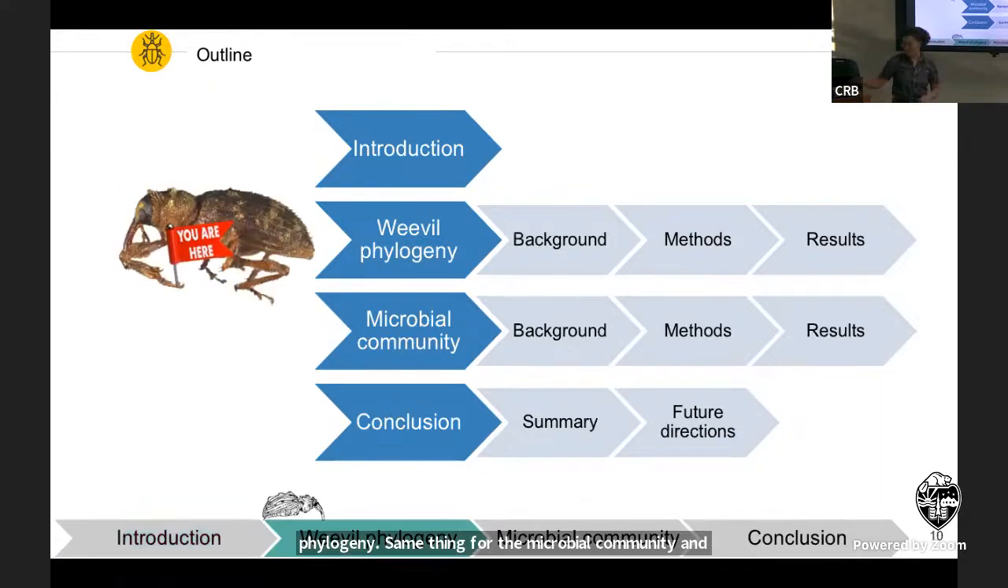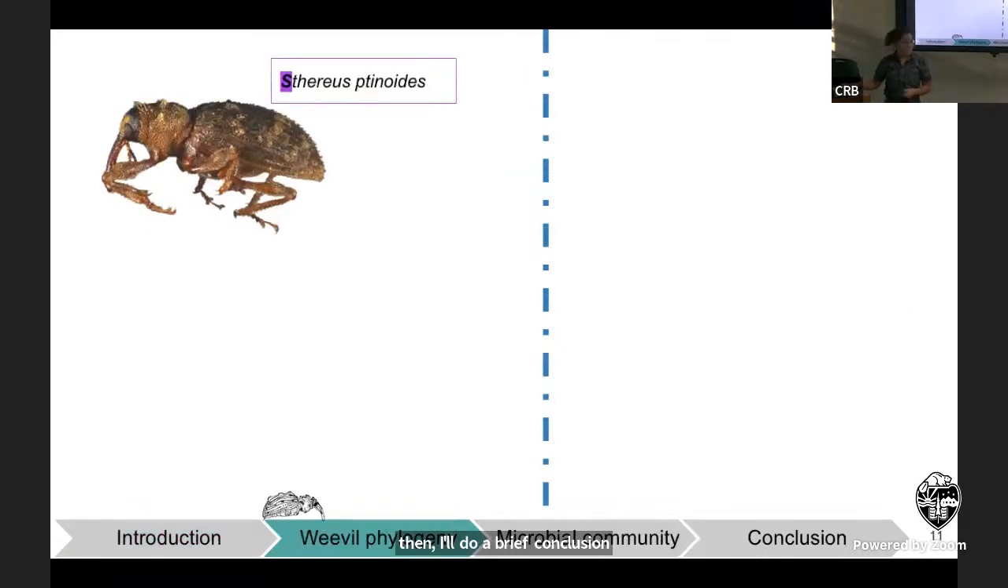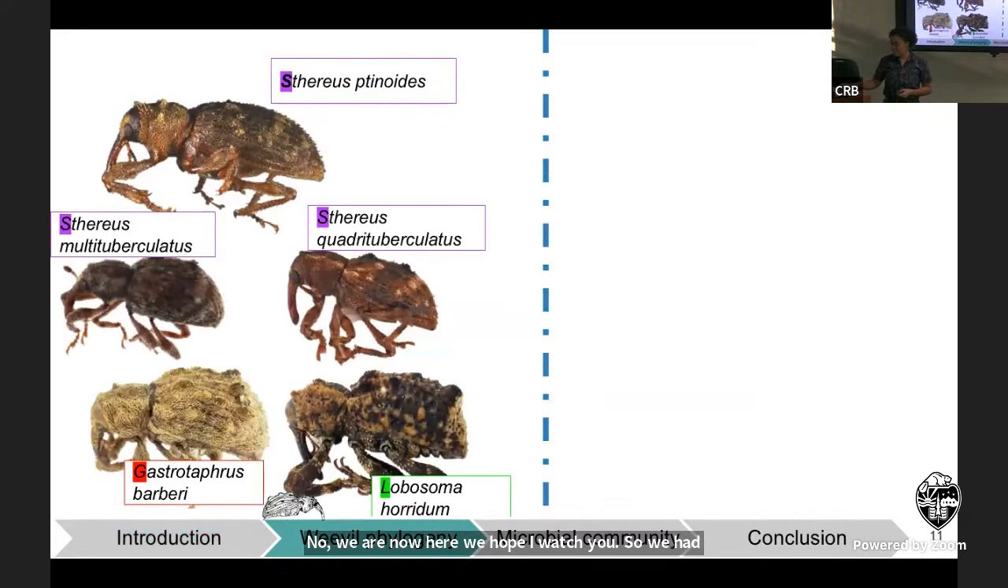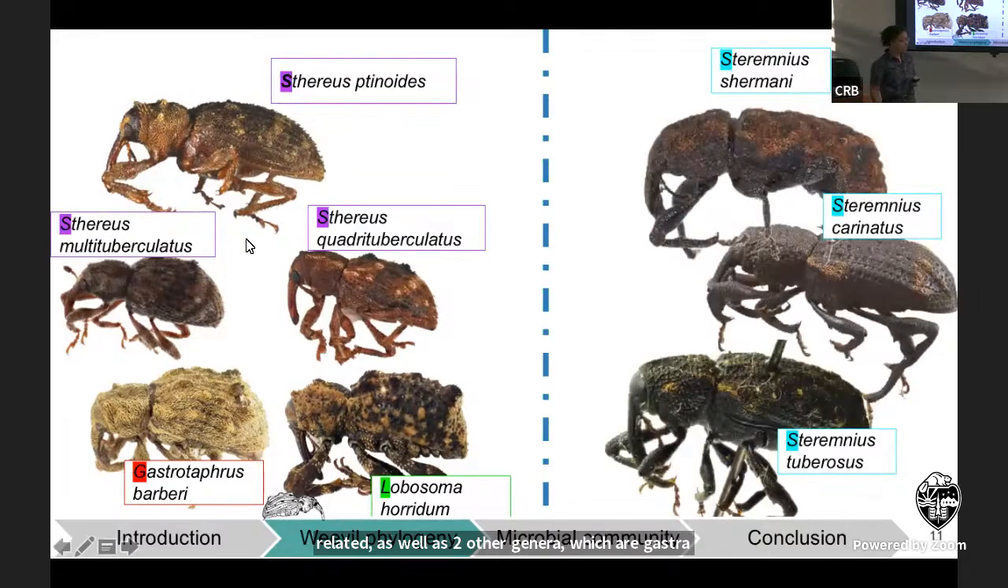So we are now here, weevil phylogeny. We had Starius tenoides, that original driftwood weevil, and these are the close associates that are known to this weevil. It's hypothesized that Starius multituberculatus and Starius quadrituberculatus are closely related, as well as two other genera, which are Gastrotaphorus and Lobosoma. So 3 genera on the screen right now. There's another group that's also sometimes associated with Starius, and that's Stromnius. They're all in that subtribe that I briefly mentioned before, Plynthina, and they all live in North America.